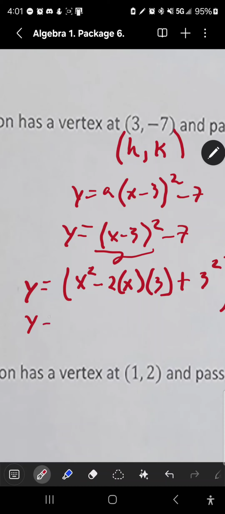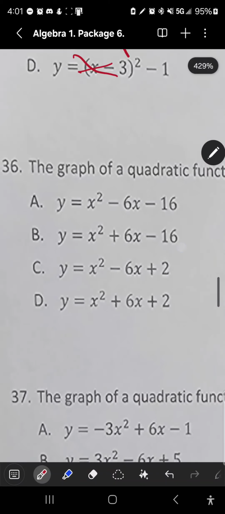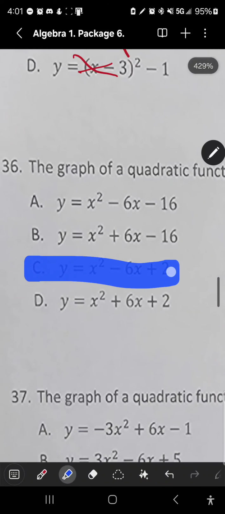So this will be equal to x squared. 2 times 3 is 6, so minus 6x. 3 squared is 9, so plus 9 minus 7. And then 9 minus 7 is 2, so this will be x squared minus 6x plus 2, which is choice C.